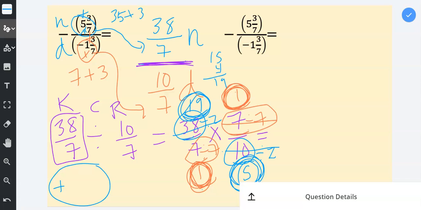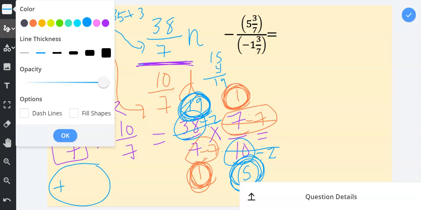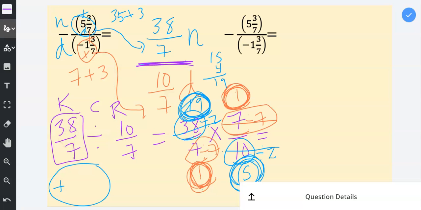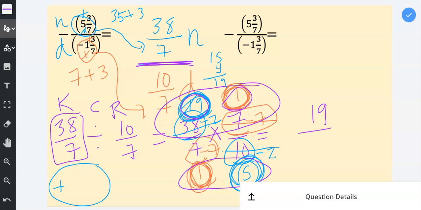And I circle the numbers I have left over so that it's as clear as possible what I'm multiplying. So I multiply the numerators, and I see the 19 and the 1 are circled, so I get 19. I see the 1 and the 5 are circled, and I get a 5. And I had already decided that my answer was a positive. So the answer is 19/5.